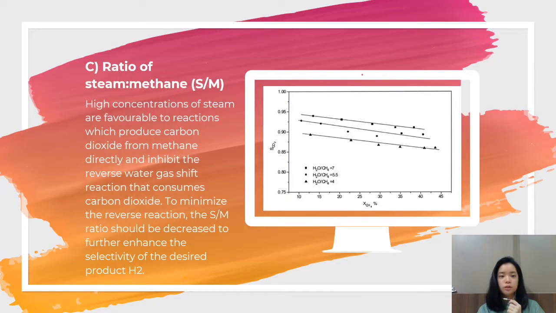Next, the ratio of steam to methane. To minimize the reverse reaction, the S/M ratio should be decreased to further enhance the selectivity of the desired product, H2.